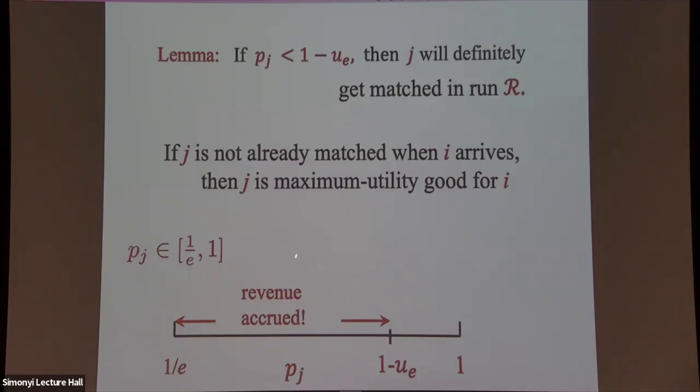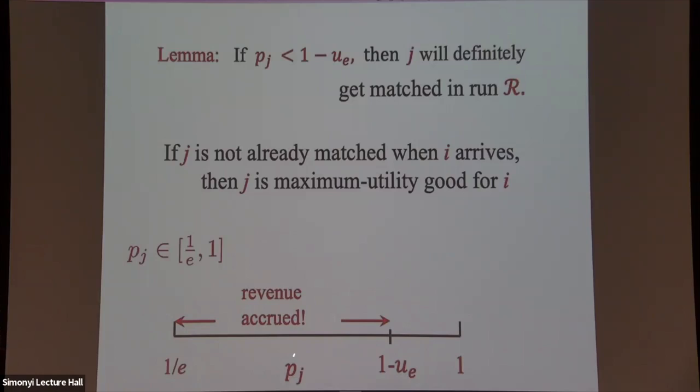And J is definitely matched because of this lemma, because PJ is less than 1 minus UE. Okay, and that's how we will show that if UE is small, this interval is large. So the revenue accrued will be some kind of an integral, the area under the curve, will be large because we have a large interval over which we will be accruing revenue.